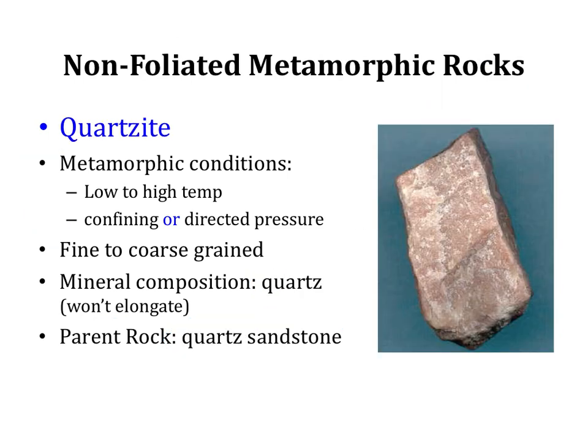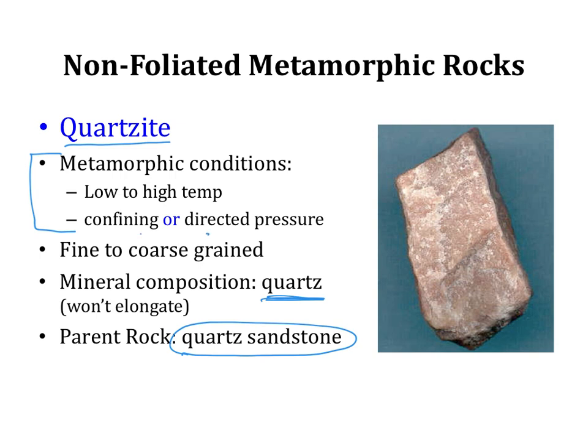The second non-foliated metamorphic rock is the rock quartzite, and the parent rock for quartzite is quartz sandstone. So again, we start out with quartz and we end up with quartz. So the mineral composition of both rocks, quartz sandstone and quartzite, is quartz. The metamorphic conditions are pretty much the same as those for marble. You can have different temperatures, and again, higher temperatures lead to larger crystals in the quartzite. It can be therefore fine to coarse grained.